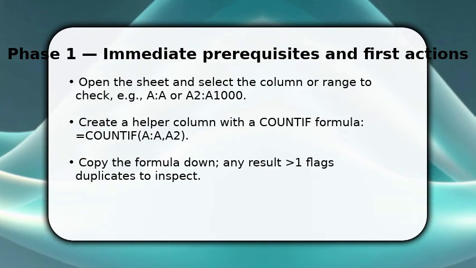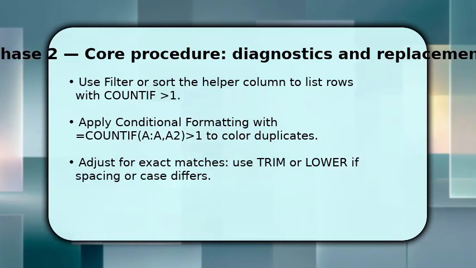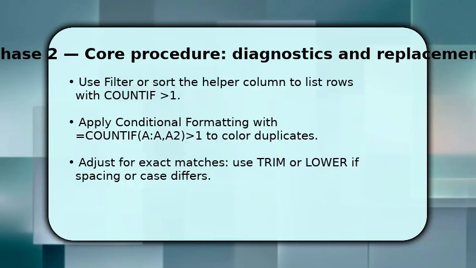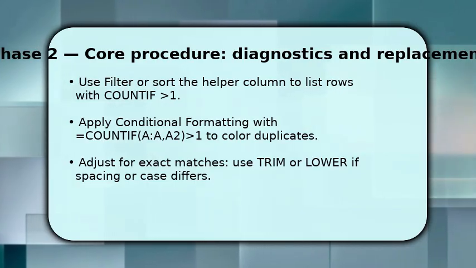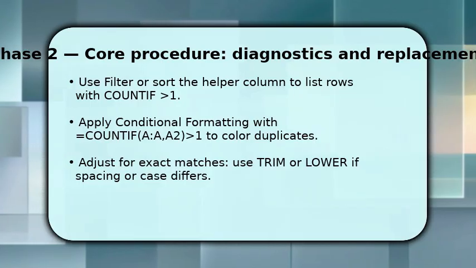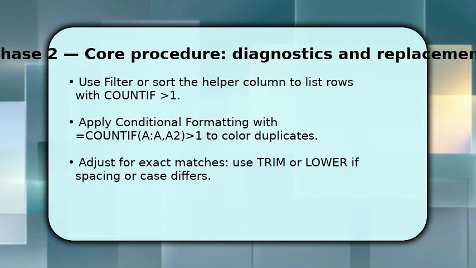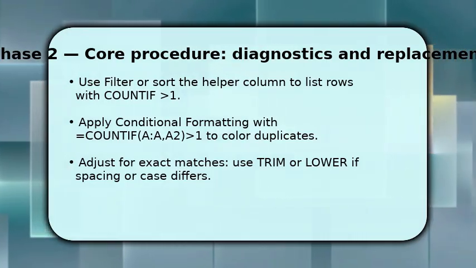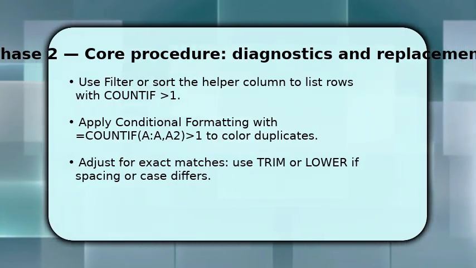Next, filter the helper column for values greater than 1 so you can inspect duplicates in context. Alternatively, apply conditional formatting with the rule =COUNTIF(A:A, A2)>1 to visually highlight duplicates, that way you scan faster. Make sure to account for subtle differences. Wrap TRIM and LOWER around comparisons when spaces or case create false unique values. Also, lock ranges with $ when referencing fixed columns. This ensures the rule or formula behaves consistently as you copy or extend it.